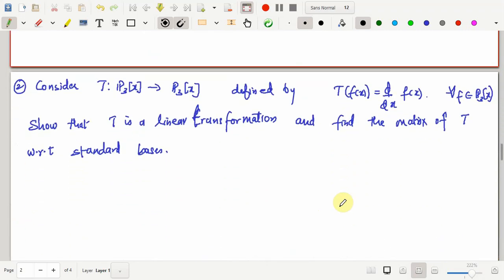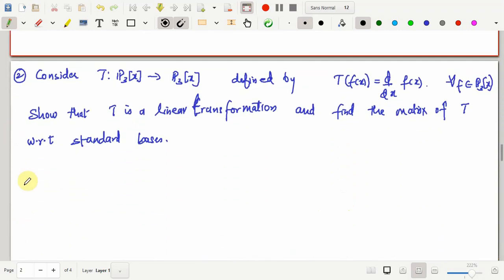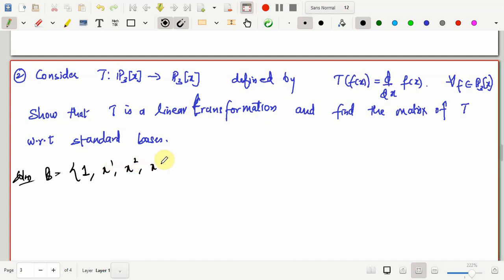We'll take one more example. This is the example from P3 of x to P3 of x. I hope you all know this set. This is the set of all the polynomials of degree less than or equal to 3. And the standard basis for this particular set, the dimension of P3 is 3 plus 1, 4. If you remember, the dimension of Pn of x was given as n plus 1. And the standard basis: first element with the degree 0, second element with the degree 1, third element with the degree 2, and the fourth element with the maximum degree. So this is the standard basis.